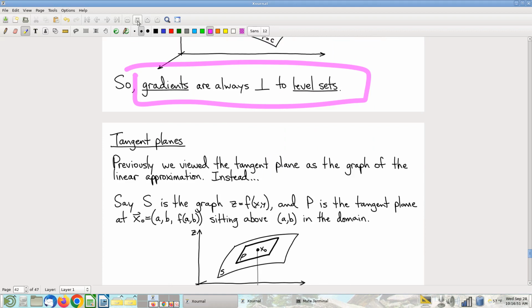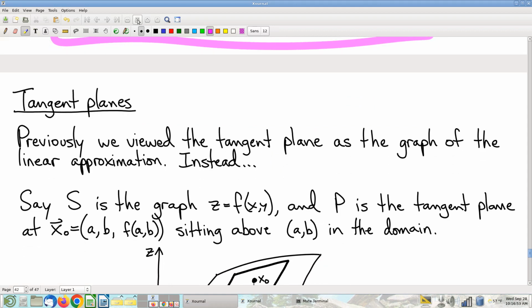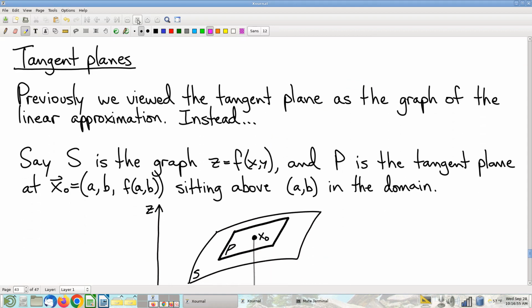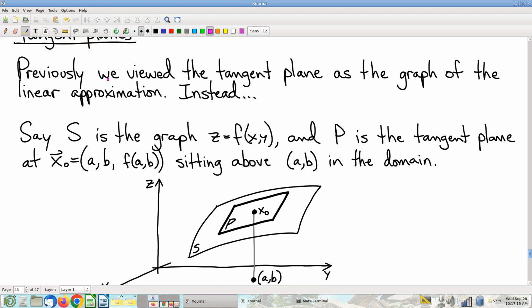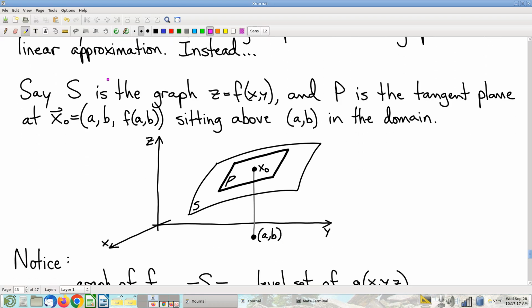We're going to revisit an old question that we already know the answer to, to see another way of deriving that result, namely how do you find the equation of a tangent plane? Previously we used what I'm going to call the calculus of graphs. We viewed the tangent plane as being the graph of the linear approximation, and in the linear approximation we did calculus.